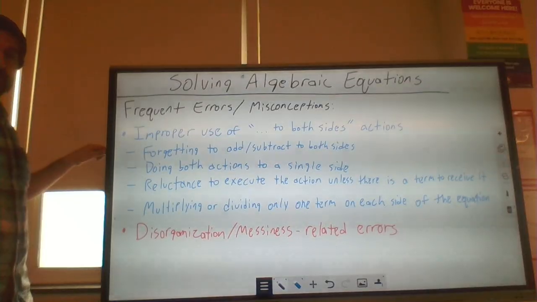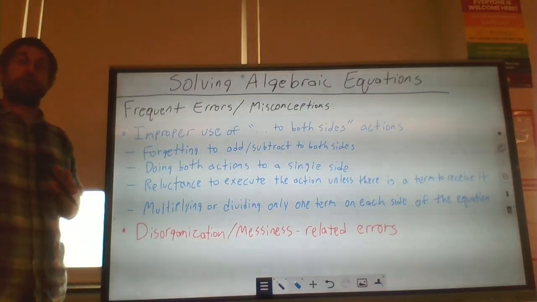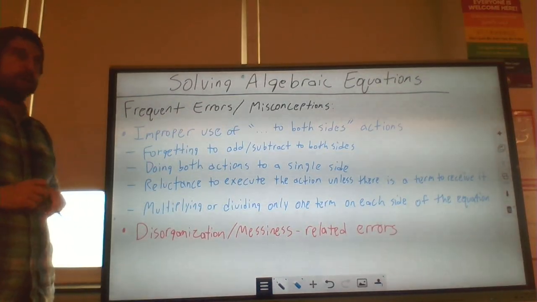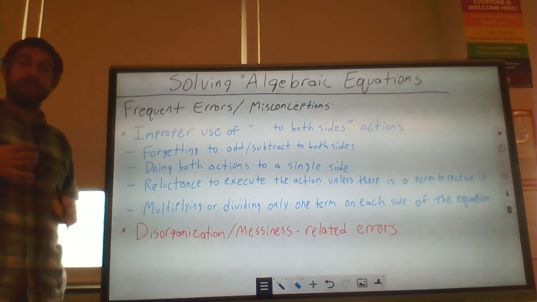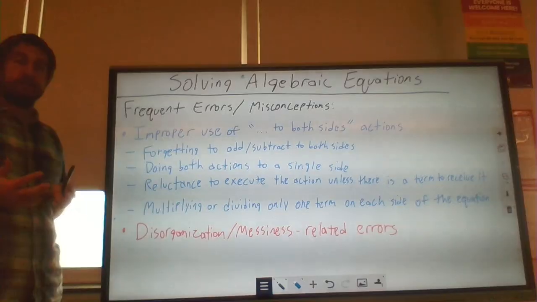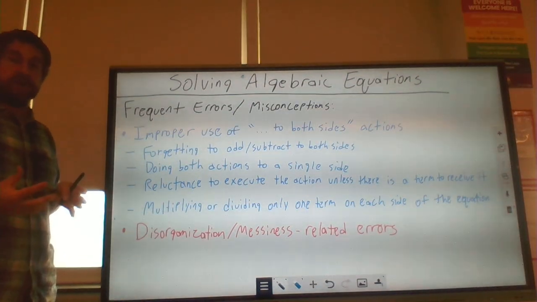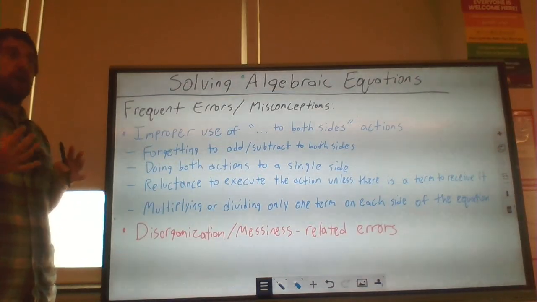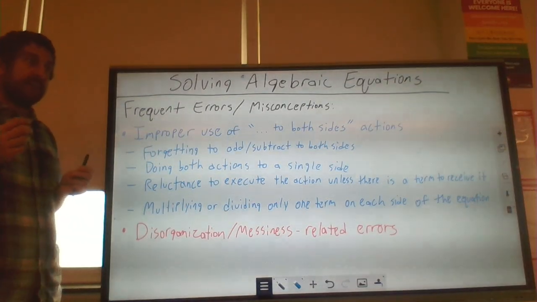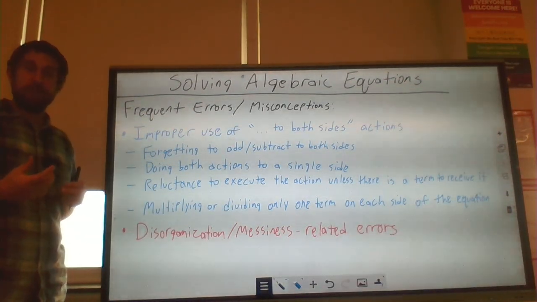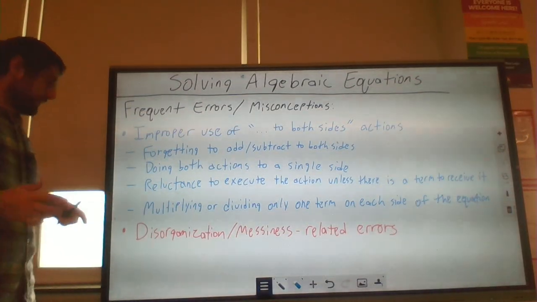One that happens right from the get-go is that they just forget to do it to both sides. They only do it to one side. You have to remind them that they have to do it also to the other side. A second one, once they get into multi-step equations, they start doing both actions to a single side. Now, there are a couple different reasons why this might happen, but mainly it's because they end up getting too formulaic in their approach and they fail to see other options for a first step besides adding or subtracting to both sides. And when they have like terms on the same side, they usually end up subtracting twice from them, even if they're on the same side of the equation.